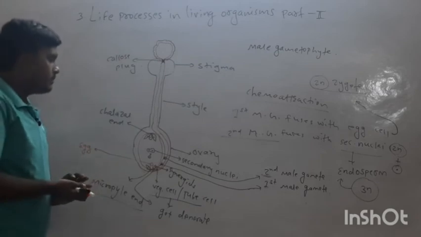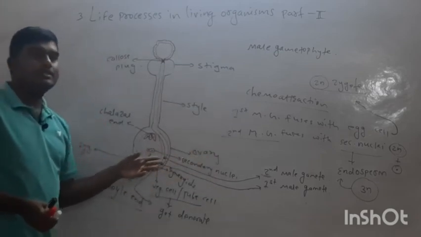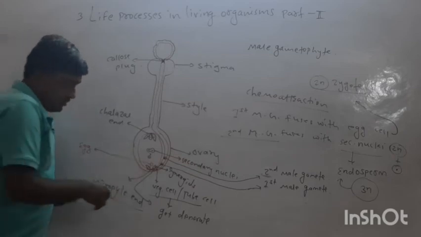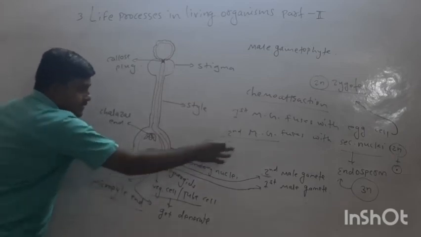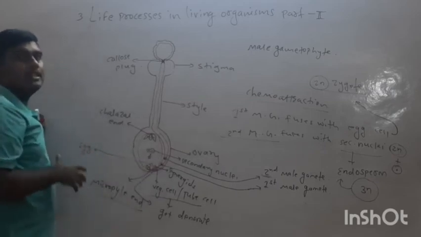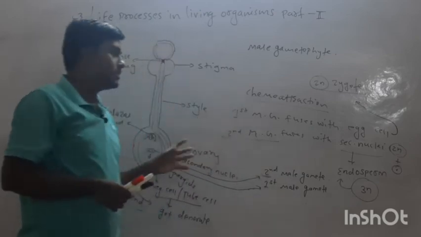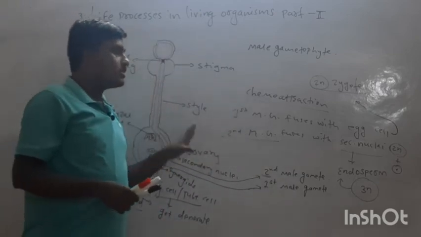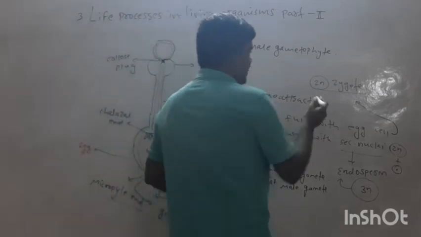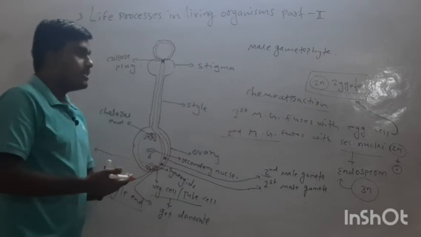Why is this called double fertilization? Because two fusions occur here. First fusion with egg cell and second fusion with secondary nuclei. That's why it is called the double fertilization process. Okay, so this is the production of zygotic cell.